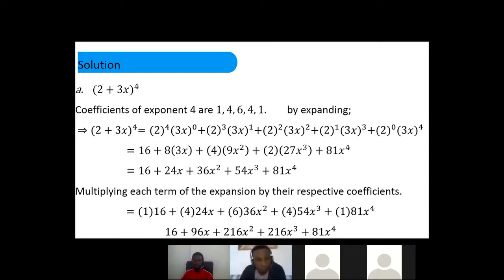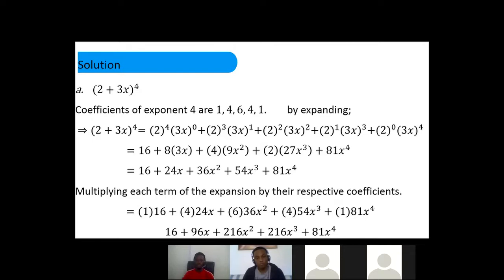So after multiplication and adding, the next thing you need to do is take the first term in the multiplication, that is 2. When we consider the first term in the expansion, we are going to get 2 exponent 4 times 3x exponent 0. So you start applying the powers. The 2 will take the highest exponent, that is 4, and it will start decreasing down to 0, whilst the 3x will start increasing from 0 to 4.